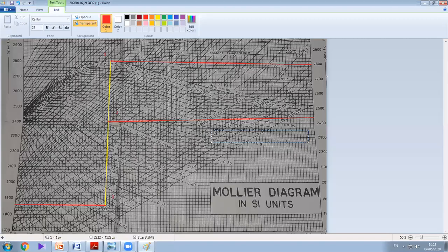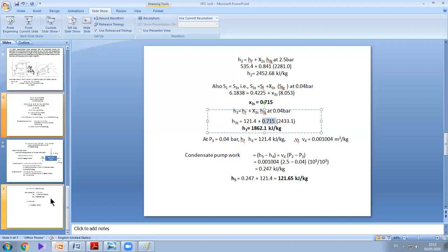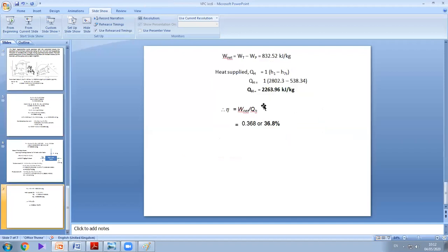Like this you can also look into the Mollier diagram. You can either solve by using the Mollier chart or you can solve by using the table method. When you calculate the efficiency, I hope you will be getting almost the same efficiency. Almost you will be having the same efficiency.